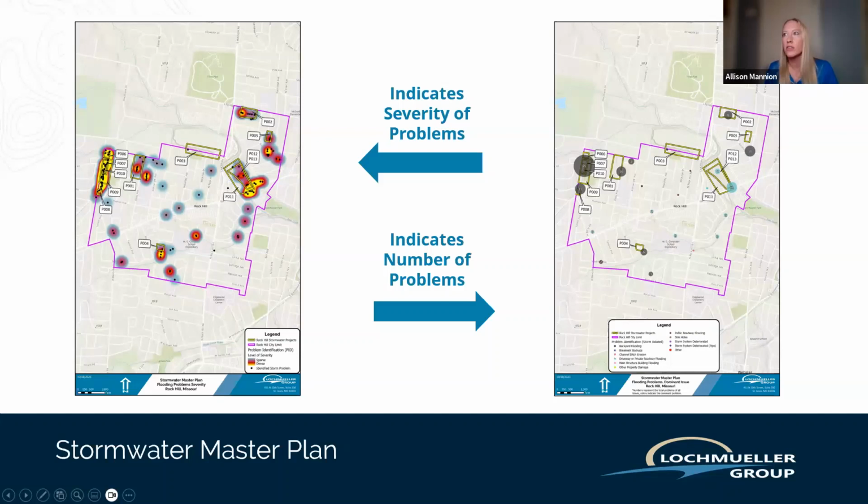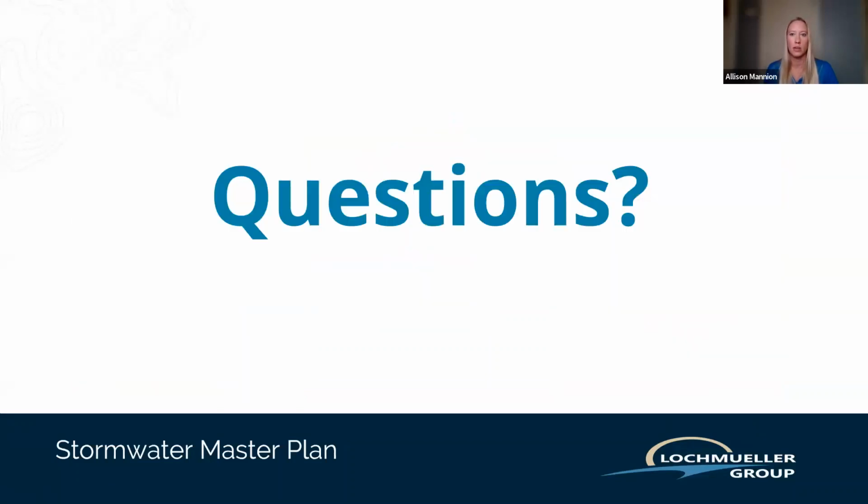So there are just two ways of showing the data that was collected out in the field and how it can be utilized. And then the yellow outlines show where our recommended projects are located throughout the city, which we will get to here shortly.